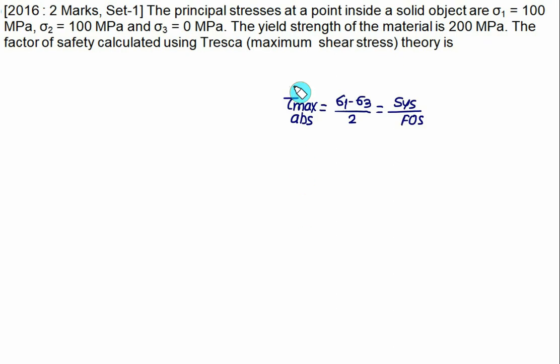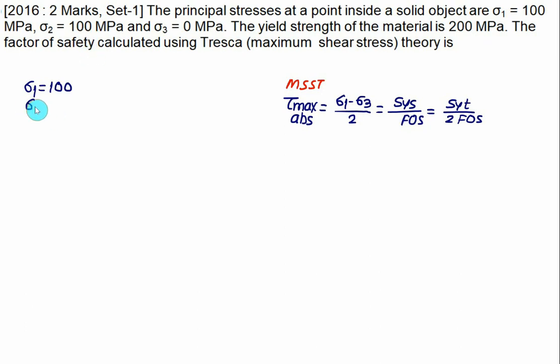So for maximum shear stress theory, we have tau max given as sigma 1 minus sigma 3 by 2, equal to SYS divided by factor of safety, or equal to SYT divided by 2 times the factor of safety. Three principal stresses are given directly this time. We have sigma 1 equal to 100. Even the value of sigma 2, he says, is equal to 100.